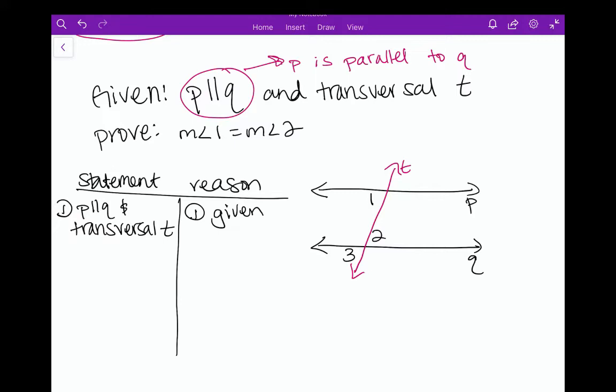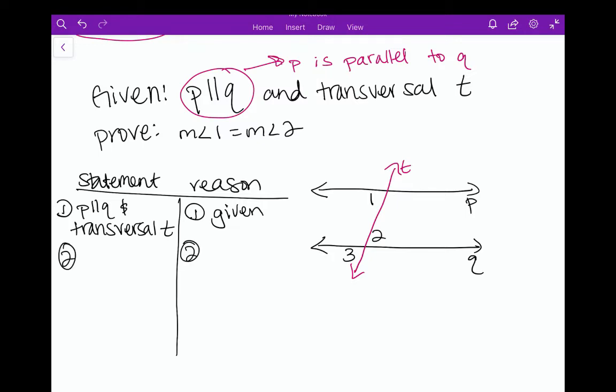So you can see how I labeled the diagram with 1, 2, and 3. If I'm asking you to prove an angle congruent to something else or equal to something else, then I'll either use letters and give you the name of the angle, or I'll give you the numbers so you kind of know what angle I'm talking about. So we have our given statement written already.